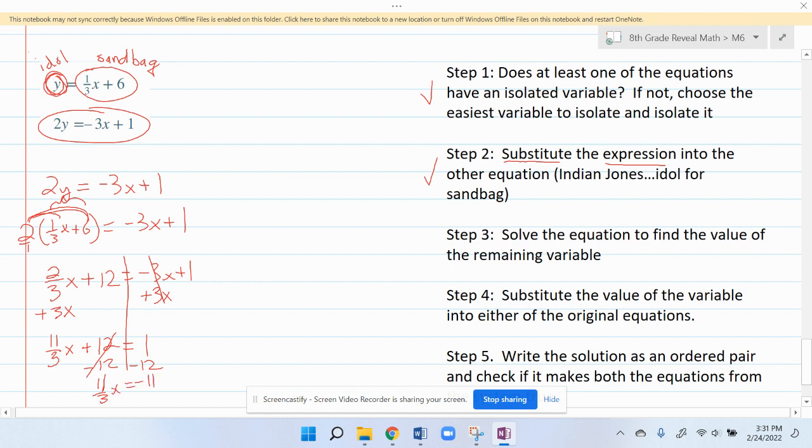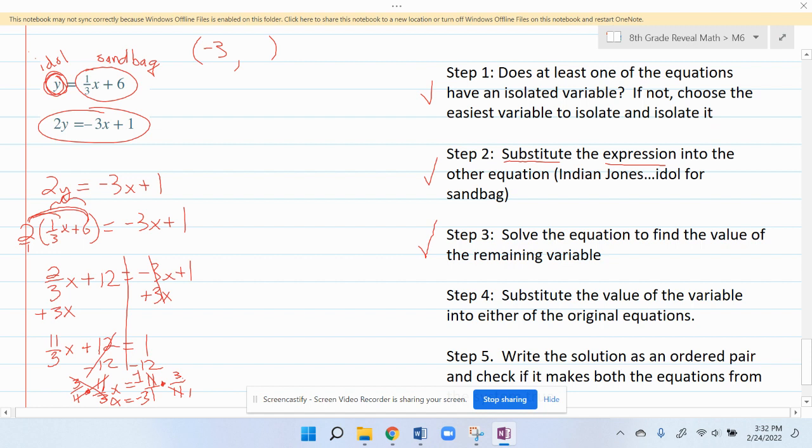How do I get rid of a coefficient that's a fraction? I multiply by the reciprocal. Multiply by the reciprocal. A number times its reciprocal equals 1. I get x equals, all right, cross simplify, and that's going to be negative 3. So half of our answer is completed. We know that x is negative 3, or hope that that will make it true eventually. Now we got step 3 done.